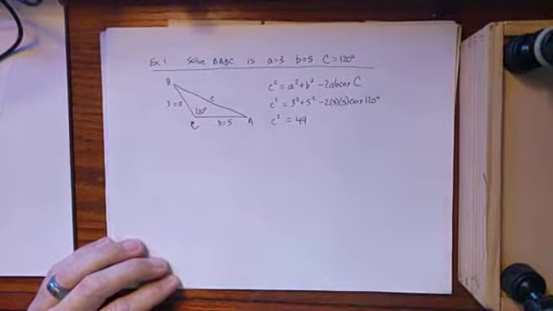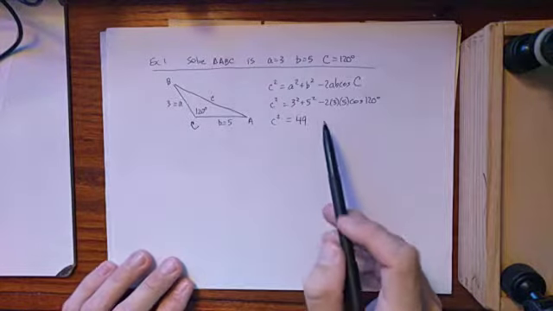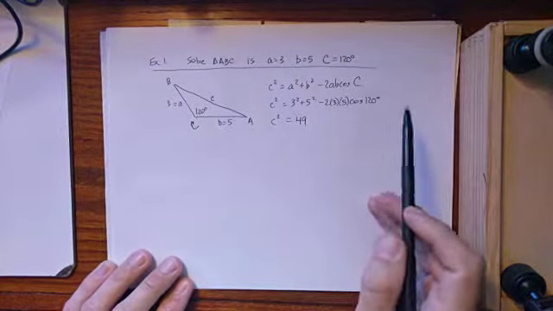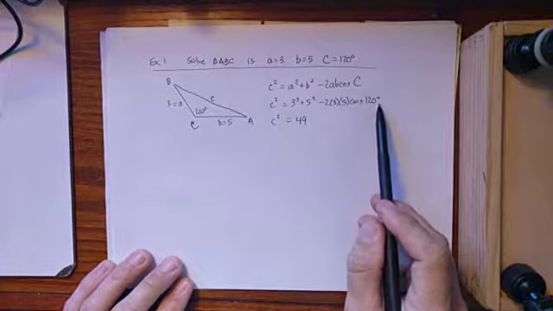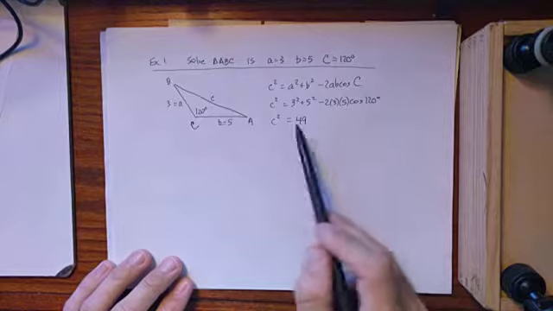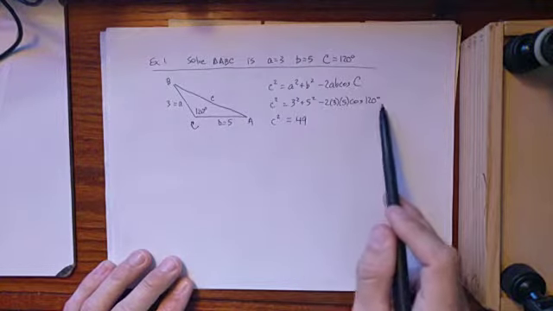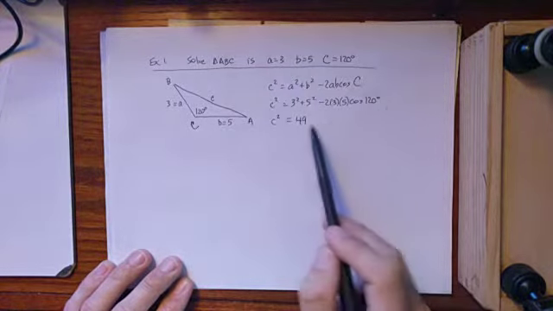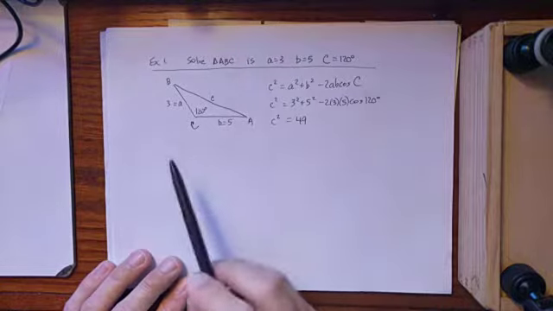Now, I will say normally this doesn't turn out to be a whole number. You know, the cosine of a number is probably a decimal or some kind of weird radical, so you get some crazy number. So again, feel free to type all of this out in your calculator, but you should get 49 if you do it right.